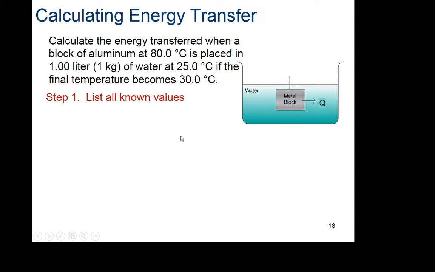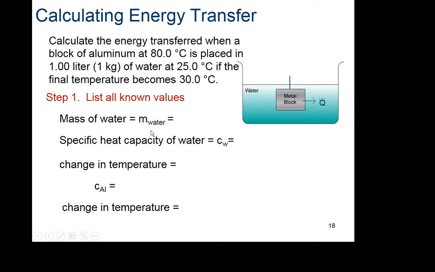We're going to use the equation that we just looked at, and the best way to do these equations is to write down everything that we know. So the mass of the water, 1 kilogram. The specific heat of water is 4,184 joules per kilogram per degree Celsius. The change in temperature is the difference between these two, so it changed 5 degrees.